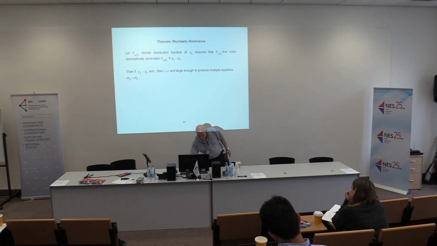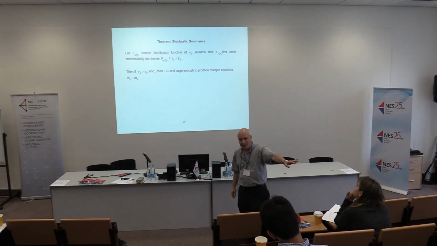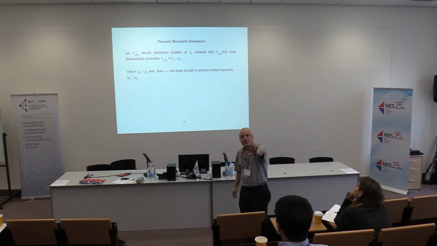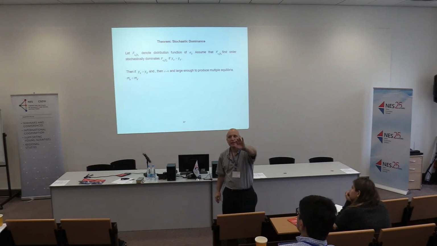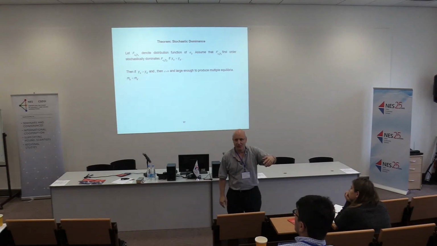And so here's an example of a theorem. Suppose I have two neighborhoods. Y is higher in this neighborhood than this neighborhood. And I assume that the distribution function of the alphas, the teacher quality, in this neighborhood first order stochastically dominates this neighborhood. If this neighborhood has higher average outcomes, then I conclude there are multiple equilibria, and hence J is big enough to produce multiple equilibria. So that's an example of a partial identification theorem.